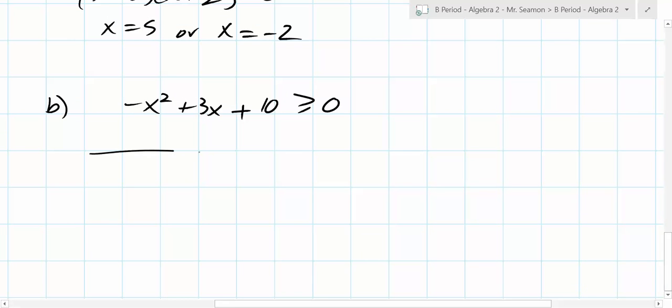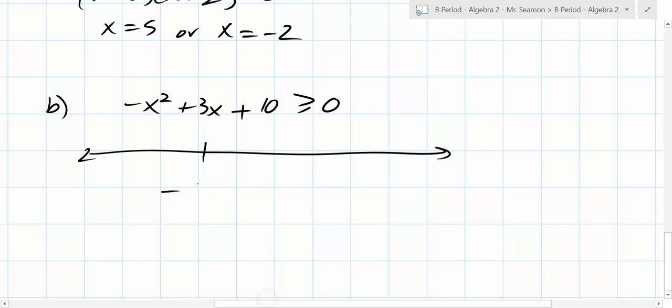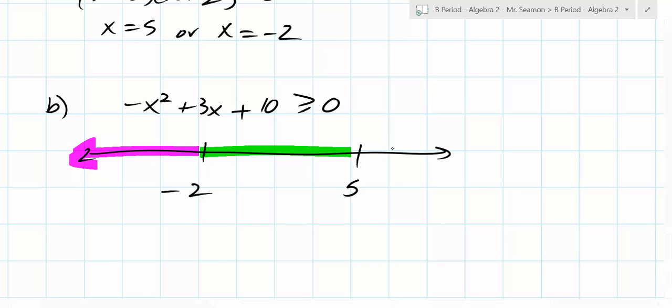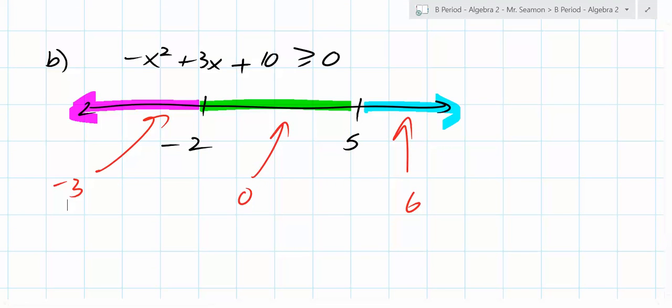Do we have the numbers to test? We have our boundaries. We have negative what? 2 and what? 5. So how many regions do we have? 1, 2, and 3 of them, right? So we need to test 3 numbers. What 3 numbers do you want to test? Well, right here, let's test 0, maybe 6, and what? -3. You have to go to the left of it, right?